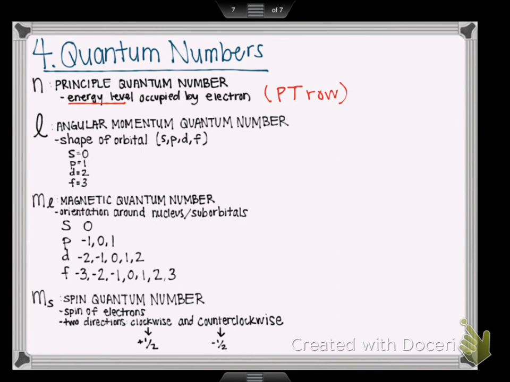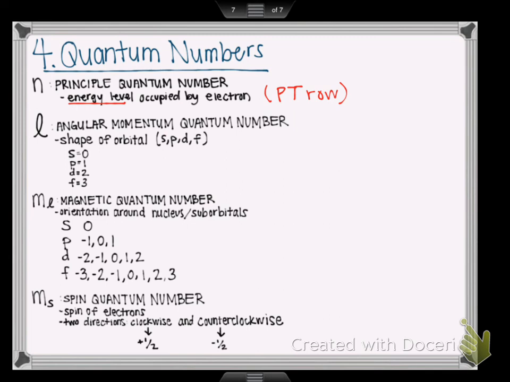L stands for the angular momentum quantum number, and that is a fancy way of saying the shape of the orbital. So L just stands for the shape of the orbital. Is it an S, P, D, or F? Depending on the shape, it's going to have a specific value, which is listed here. ML stands for the magnetic quantum number. This describes the orientation around the nucleus, the suborbitals. Again, just copy this down and we will look at a periodic table and it'll all make sense in class. But depending on your orbital, it determines what values you can have for your ML quantum number.